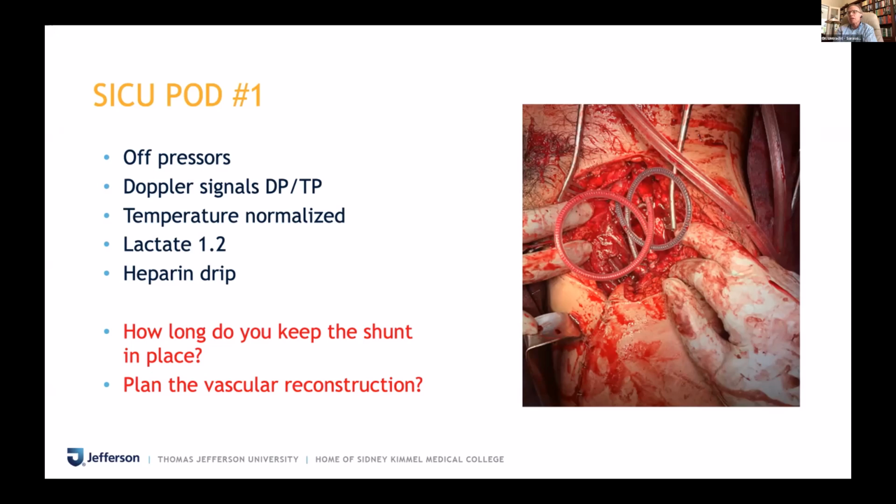it has to be a bifurcation graft to the SFA and profunda using either PTFE or vein from the other leg. But you say he's a young guy, so is it more important to preserve the vein on the other leg, or to consider the long-term complications of the graft? Which can be dealt with very easily if they occur, if you put PTFE in place.